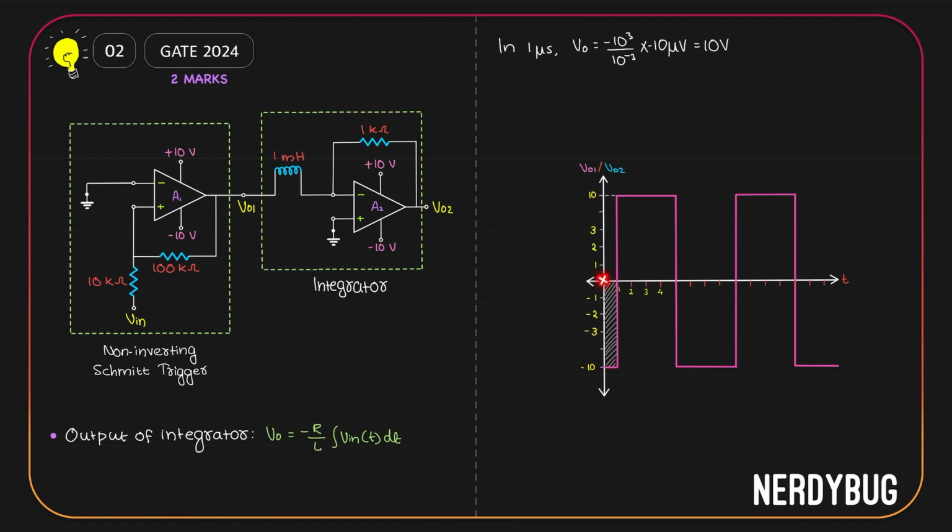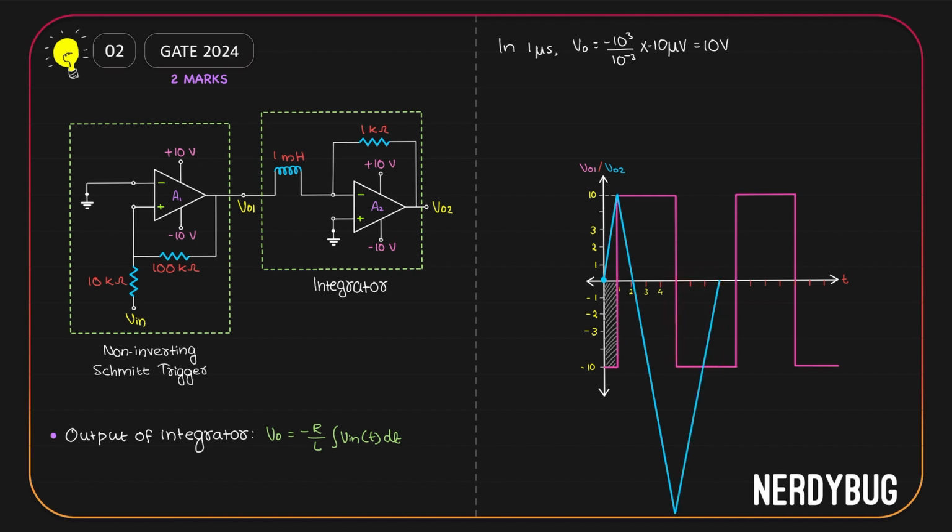So we start at 0. At 1 microsecond, the output will be plus 10 volt. What happens at 2 microsecond? This much will add another minus 10 volt. But we already have plus 10 volt. So the output will become 0. Now in the next 3 microseconds, minus 30 volts will be added. And the output will become minus 30 volt. Now in another 3 microseconds, plus 30 will be added and the output will go back to 0.